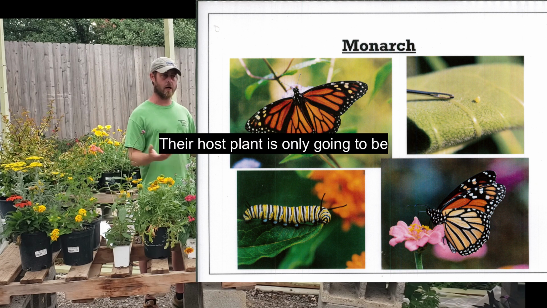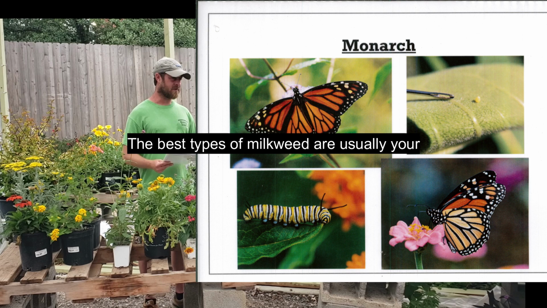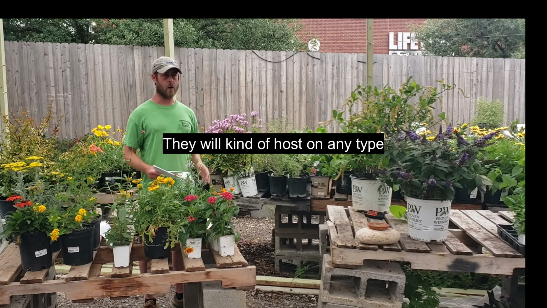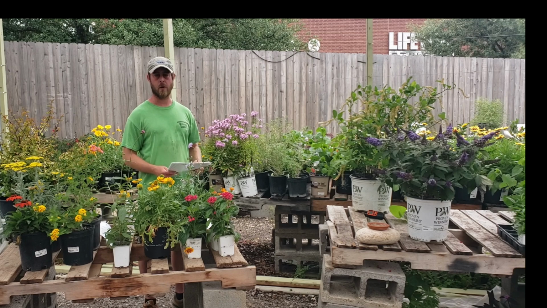Their host plant is only going to be milkweed. The best types of milkweed are usually your native types for this area. They will host on any type of milkweed you get for them.